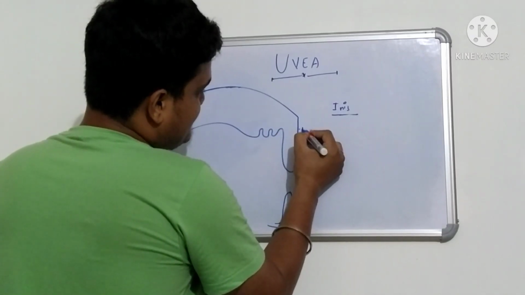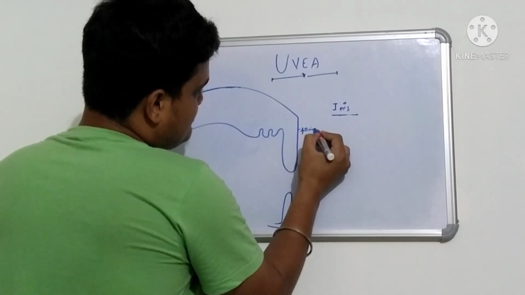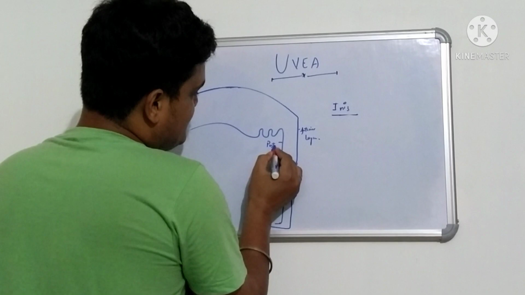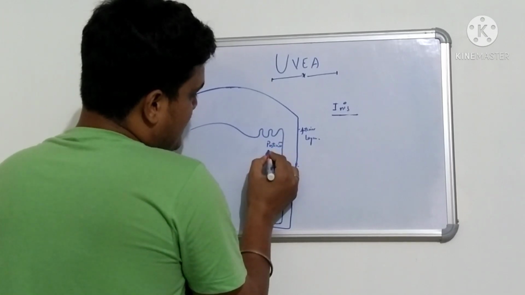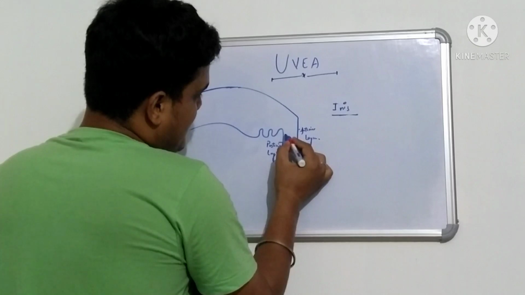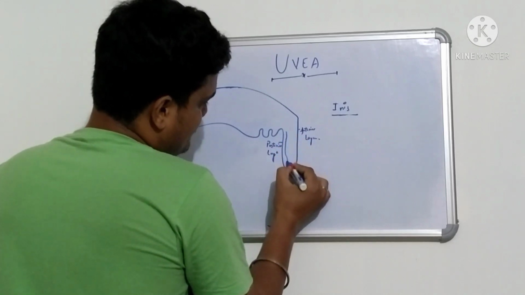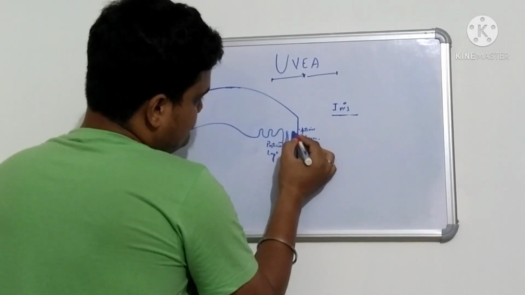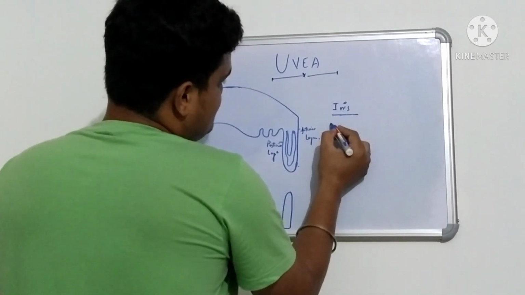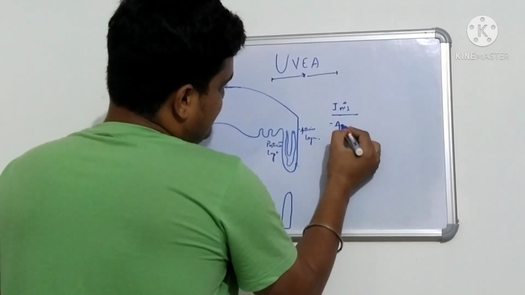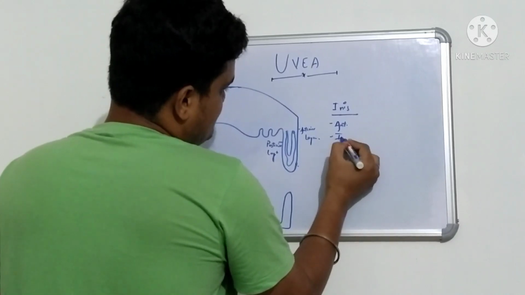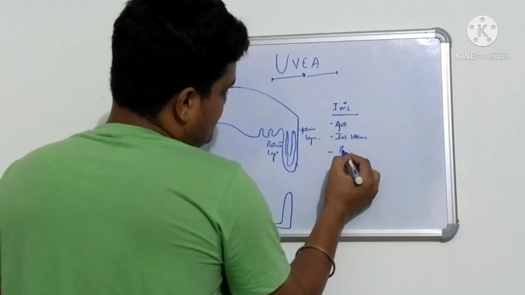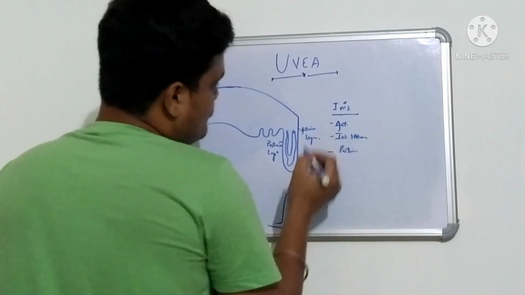The first layer is the anterior layer of the iris. This is the posterior part, or posterior layer, and the middle one is the iris stroma. So broadly the iris consists of the anterior part, the iris stroma and the posterior part. Let us discuss them one by one.